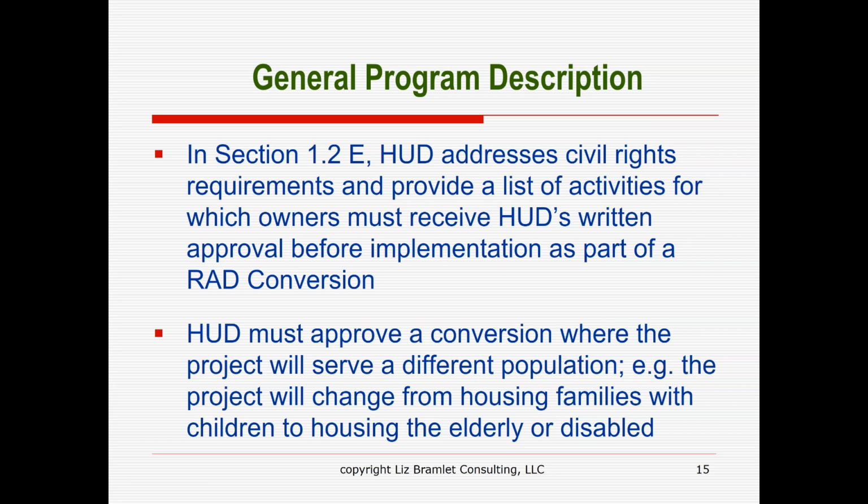And they added to that saying that HUD must approve a conversion where the project will serve a different population. So, for example, if you are converting a project and, as you're going through the conversion, you've decided you want to convert it from a project that usually serves families to a project that is now going to serve the elderly or the disabled, you need HUD's permission to do that, because that's a pretty big change with regard to civil rights issues. And they're certainly going to want an explanation as to why you're making such a significant change in the targeted use of this project, and they're going to want to know how that is going to impact the existing residents.